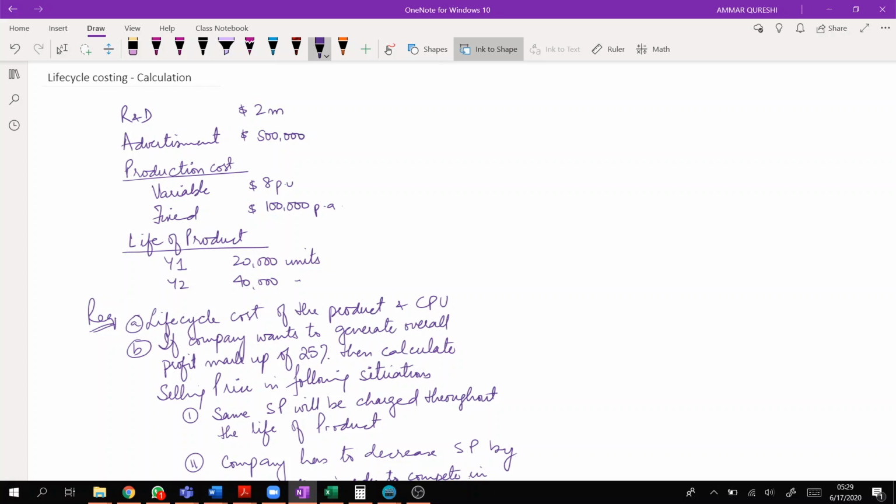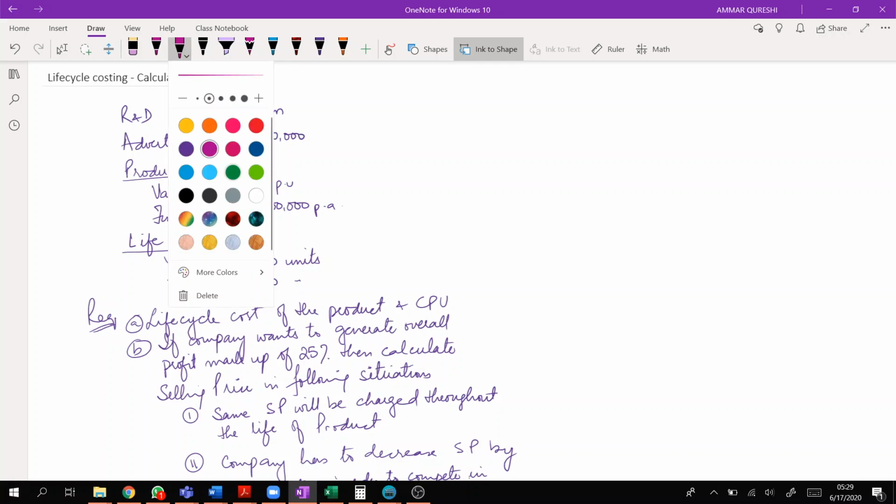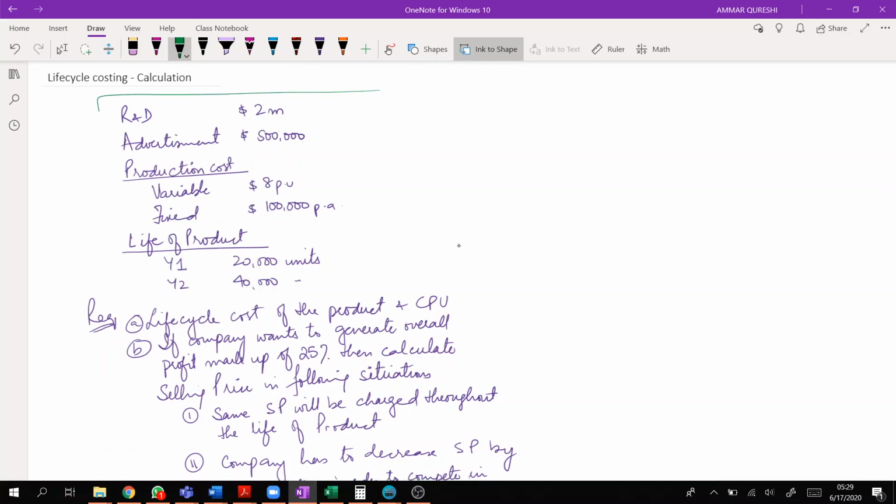So suppose this is the question. It's a very basic, very simple question, right? And in this question, let's start doing this. See, this is the question. Research and development cost is around $2 million. Advertisement cost is $5 million. Both are one-off costs. One-off cost in the sense that these costs will occur one time. This is not a production-related cost. So one time you have to make research and development expenditure, one time you have to make an advertisement expenditure. I mean, advertisement expenditure can be on a yearly basis, but right now it's for 1 year only.